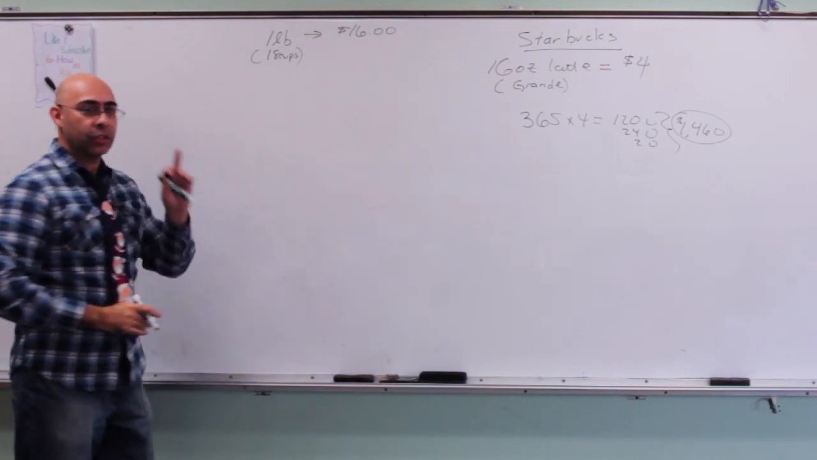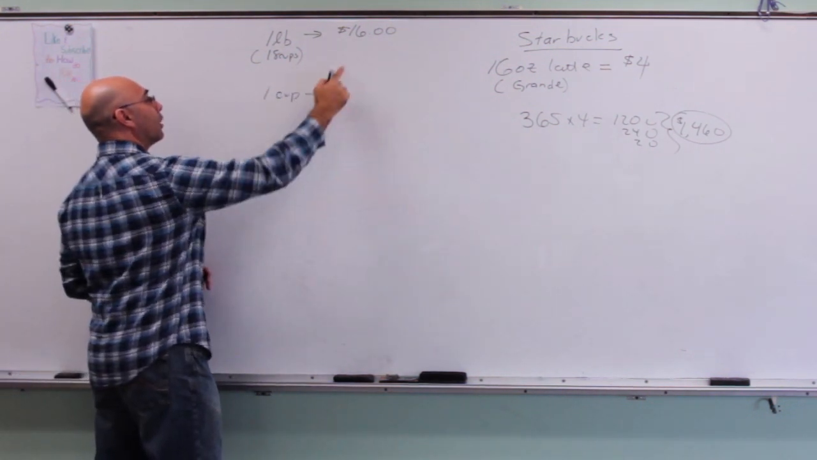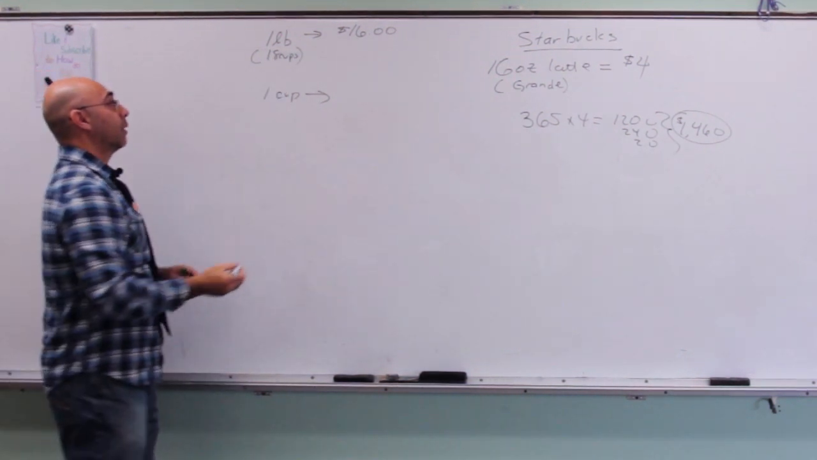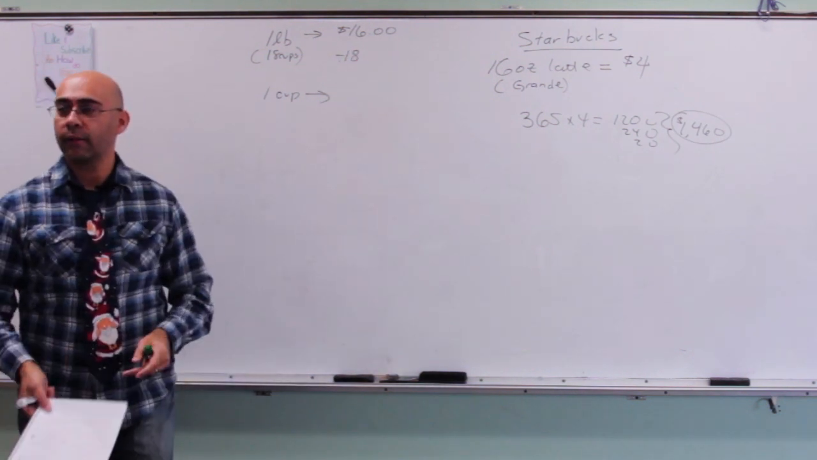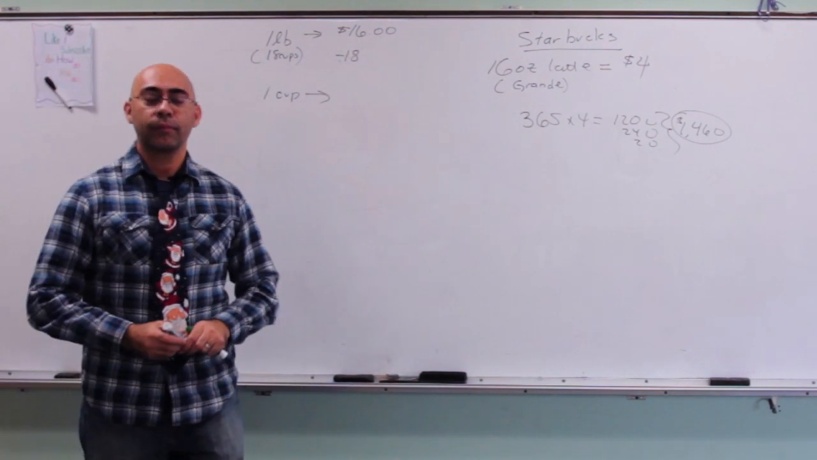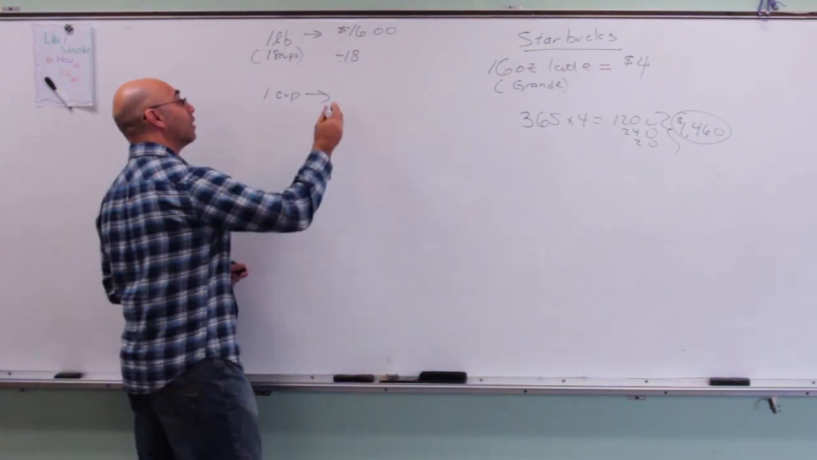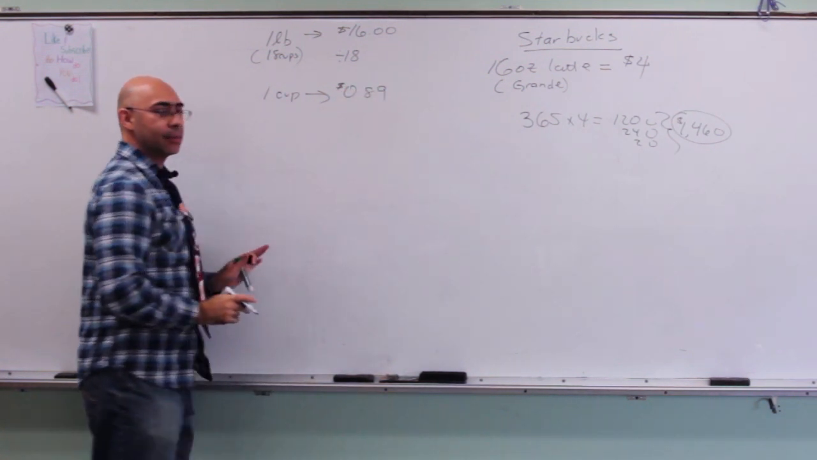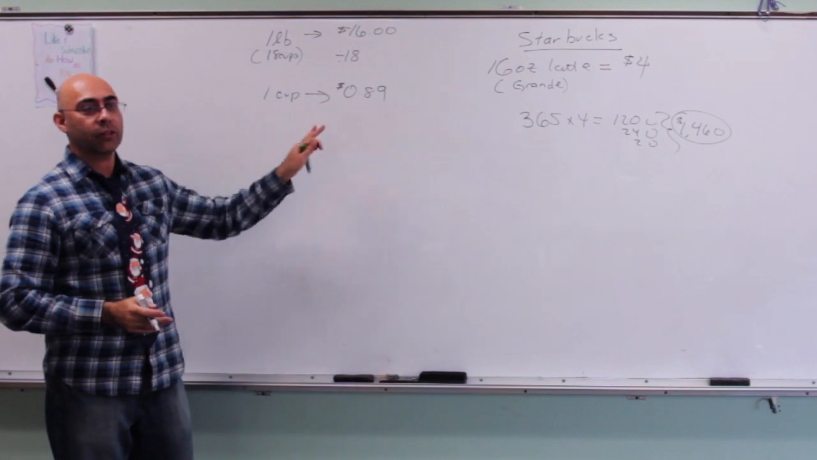So I just want to know how much it is for 1 cup. So how do you turn an 18 into a 1? Just divide by 18. So we just do 16 divided by 18. All right, what'd you get? 0.88888888. All right, 16 divided by 18 is about 89 cents. We'll just round it up. 89 cents for just the coffee beans.